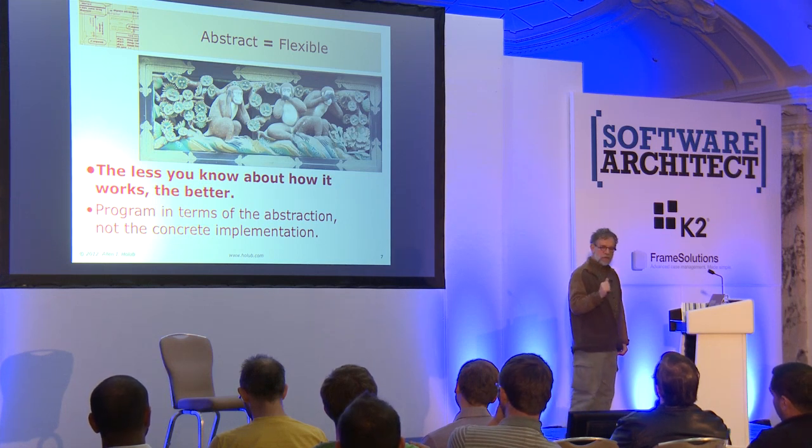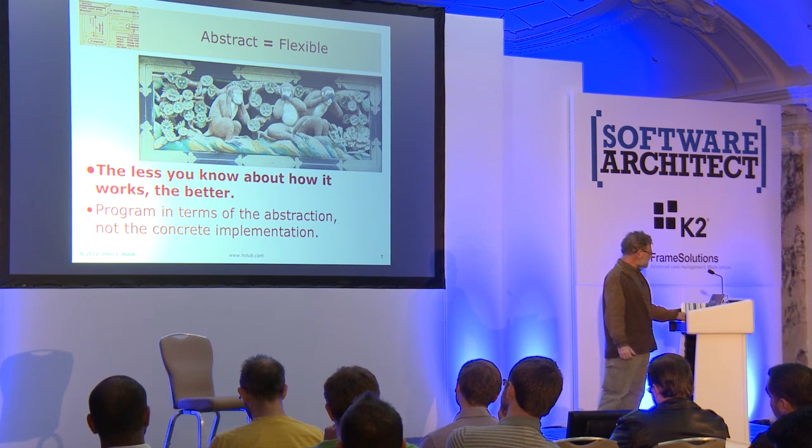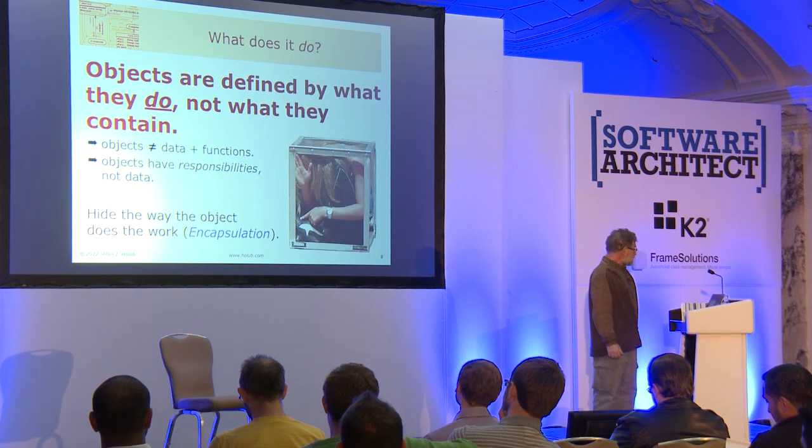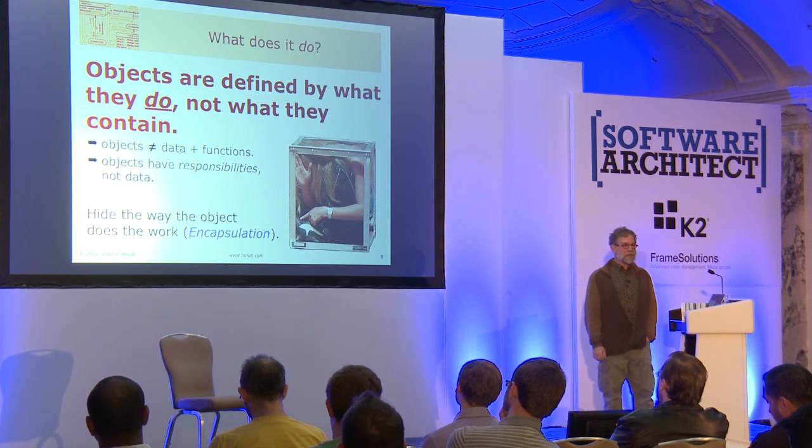So abstraction is a good thing. Flexibility is a good thing. We want to be programming with the most abstract layers possible. So we come back to the objects, right? An object is defined, again, by what it does, not by what it contains.